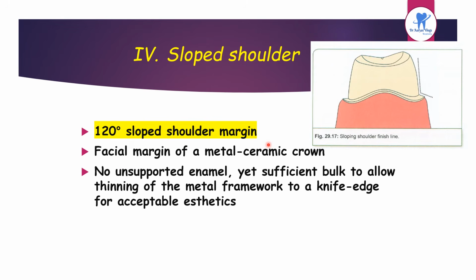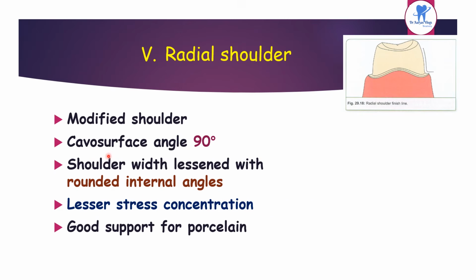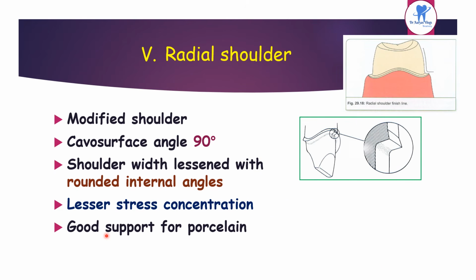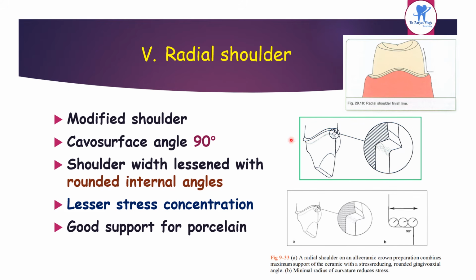And moving to the sloped shoulder, as we already said, it is this 120 degree sloped shoulder margin on the facial margin of a metal ceramic crown, with no unsupported enamel and sufficient bulk to allow thinning of the metal framework to a knife edge for acceptable aesthetics. This is the radial shoulder. It is a modified shoulder and the cavosurface is 90 degrees. Shoulder width is lessened with rounded internal angles, so there is lesser stress concentration than the classic shoulder and good support for the porcelain.